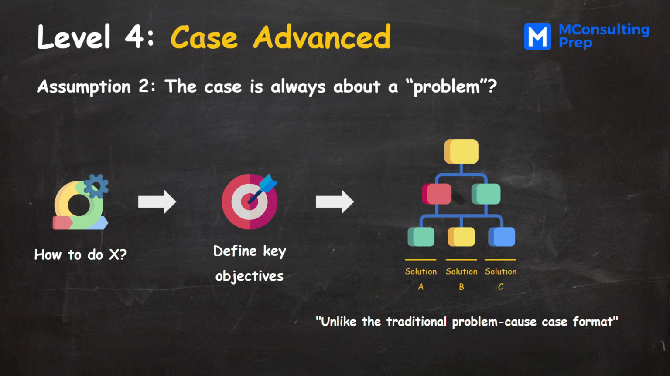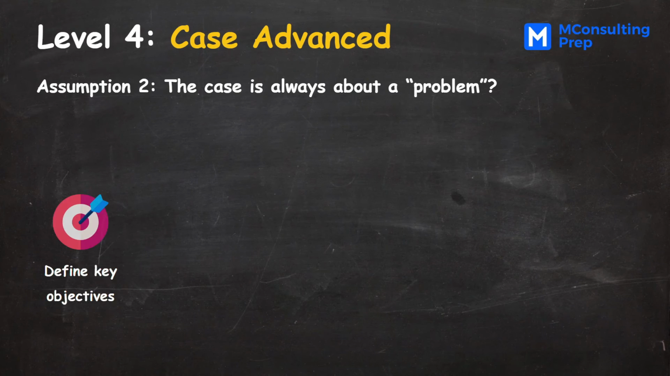But unlike the traditional problem cause case format, solutions here don't target straight to the root cause, but rather a set of specific, detailed, and granular solutions at the bottom of every sub-branch. Technically, there should be solutions on every single branch and sub-branch. For example, the Martian key objective can be divided into getting into Mars and going back to Earth.